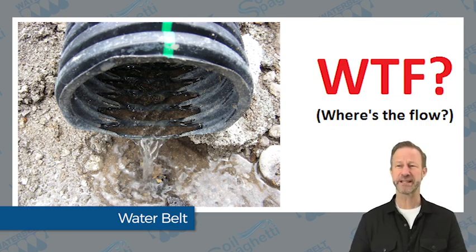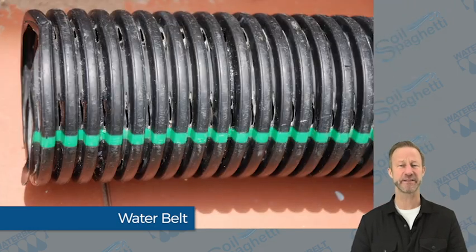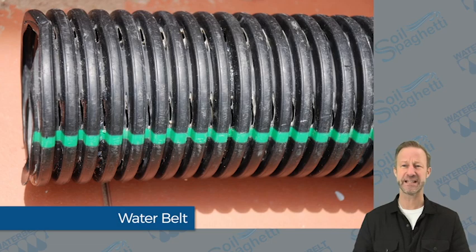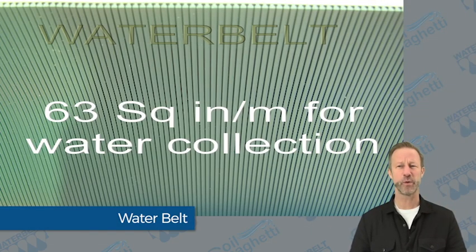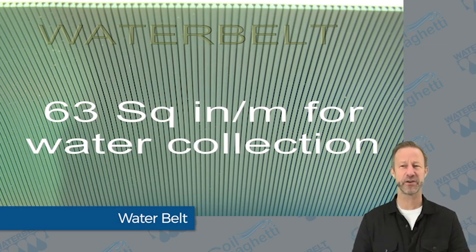Only 2 to 3% of the surface area of the pipe has slots for water to enter. For a 4-inch pipe, it is equivalent to 15 square inches for 1 meter of pipe. Compare that to Waterbelt, where the entire underside is covered with collection slots representing over 60 square inches for water to enter, and it is obvious the belt will collect much more water and much more quickly. This is also the reason drainage pipes are large. They need an expanded surface area for collection.